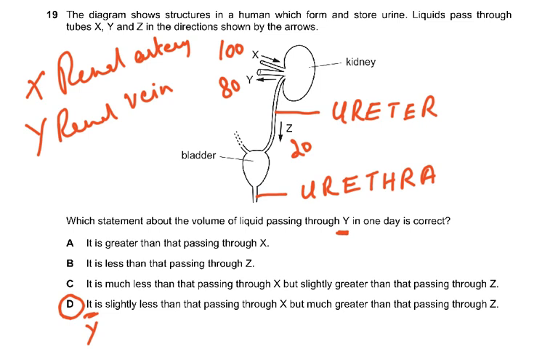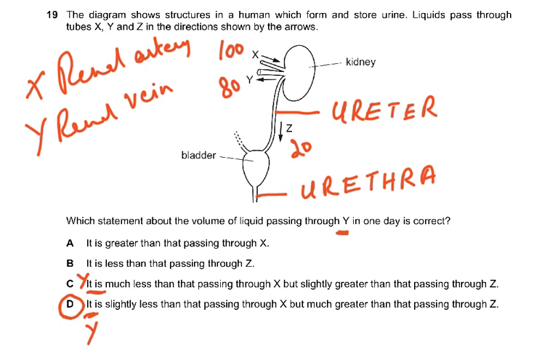Then Y is less than Z. No, Y is 80, Z is 20. Then Y is less. You see here, instead of saying "it is", you should say Y. Y is less than X, but greater than that passing... slightly greater, no, that's wrong. It's not slightly greater. It's quite a lot.